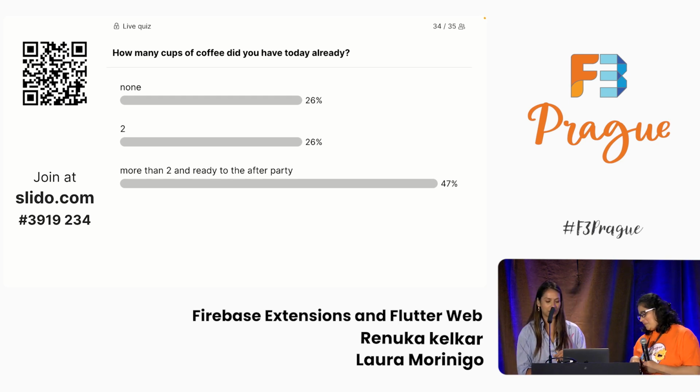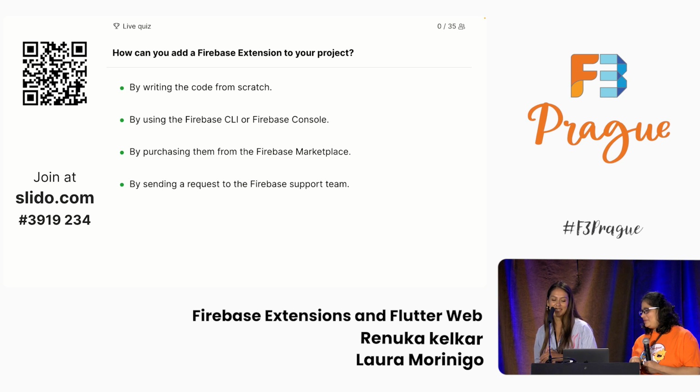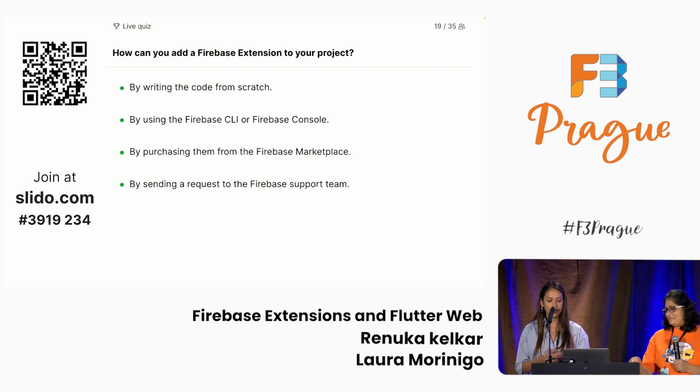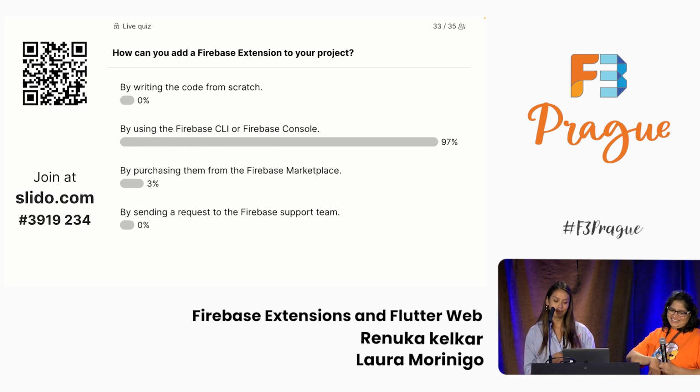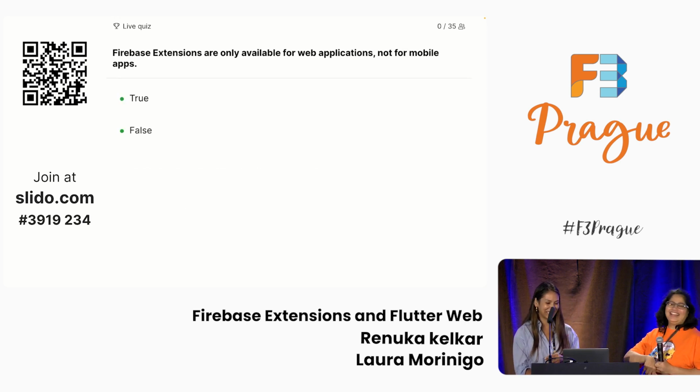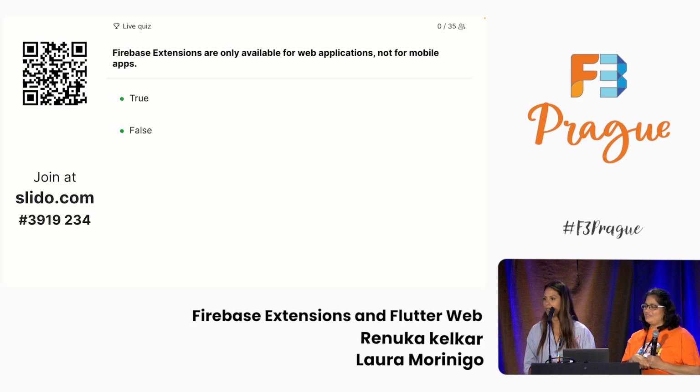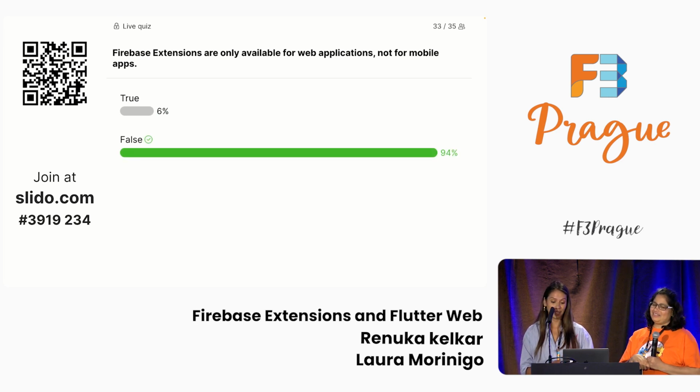Okay, now let's go to Firebase extensions. How can you add a Firebase extension to your project? You write your code from scratch, using Firebase CLI or Firebase console, by purchasing them from the Firebase marketplace, or by sending a request to the Firebase support team. Okay, cool, you're paying attention. Next one: Firebase extensions are only available for web applications, not for mobile apps. We didn't say that. It's false, most of you were right.